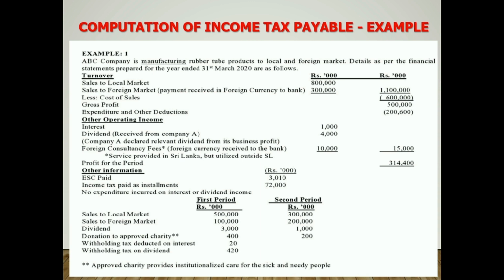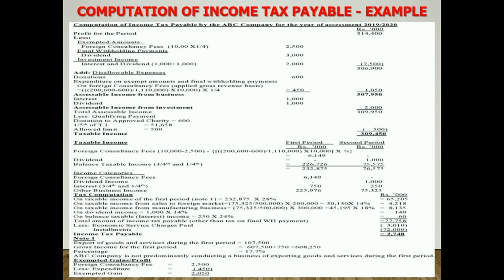Then it says withholding tax deducted on interest income is 20. It's a non-final withholding payment for this company, and withholding tax on dividend is 420. It's a tax deducted on a final withholding payment. So these are the information given. From this information we will see how we can compute the taxable income and then the income tax payable amount for the year of assessment.